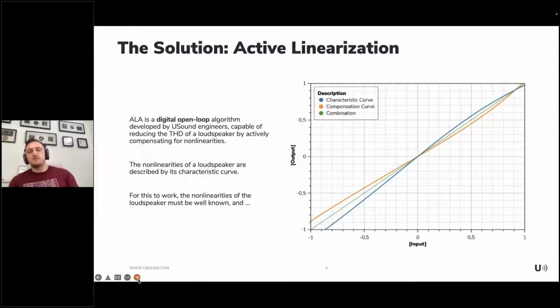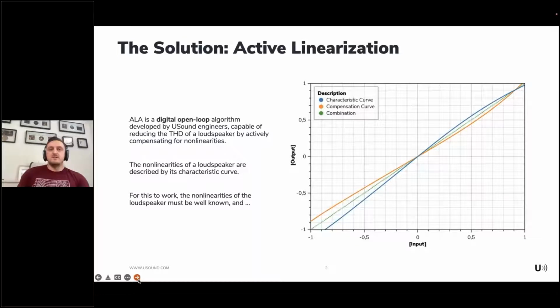The way we describe nonlinearities is by looking at the characteristic curve of a loudspeaker. The characteristic curve is a measurement that shows the output of a device compared to its input. So if I input X amount of, in this case, volt, it should output Y amount of acoustic output or sound pressure. Ideally, this relationship would be completely linear. So if you increase the input level by a factor of 2, then the output, the sound pressure, should also increase by a factor of 2, or 6 decibel.